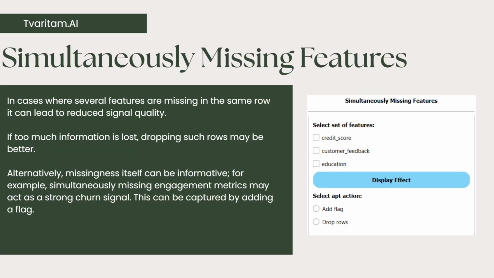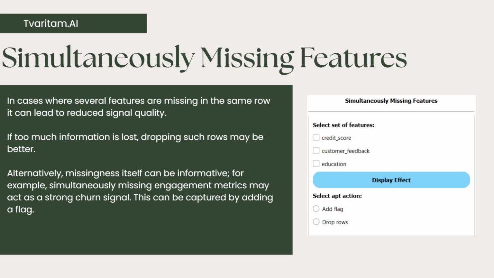Now, when it comes to input features being missing in the data, there are two ways that it can occur: simultaneously missing features and individually missing features. Simultaneously missing features occur when multiple features are missing in the same row. If many features are missing in a single row, the overall signal quality of the data instance becomes weak, and dropping the row may be a reasonable approach.